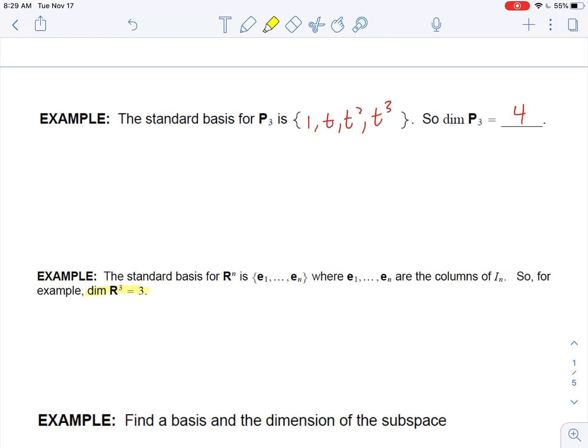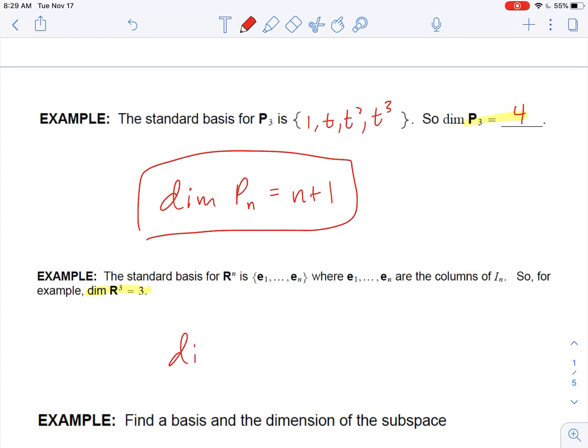Now, the reason why this is noteworthy is obviously these are not the same. So one thing that we want to make sure is clear in general is that the dimension of any polynomial vector space of degree n is in fact always going to be n plus 1, but the dimension of any real number space Rn is always going to just be n.